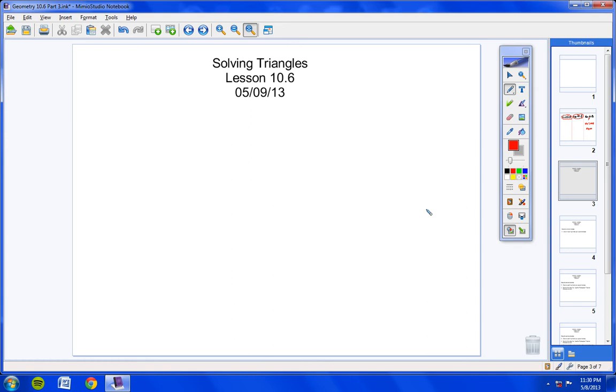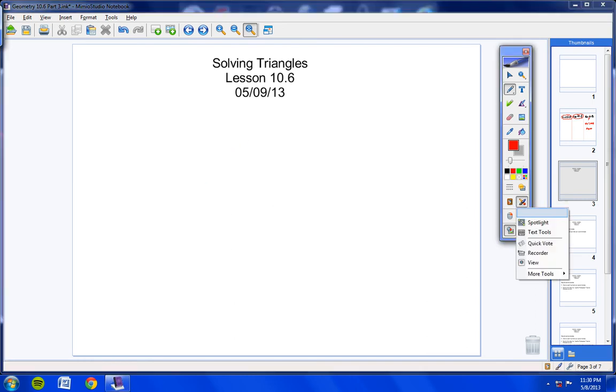Solving triangles. Now, we've done this before, but the ones we did before, well, they were a little easier. I'll put it to you that way. They're going to be a little more difficult today. So there are some steps I want you to write down. These are really, really important. And if you'll follow these steps, they will be really, really helpful to you.